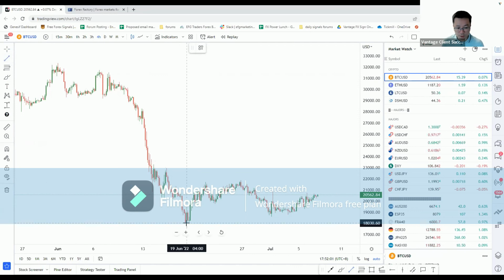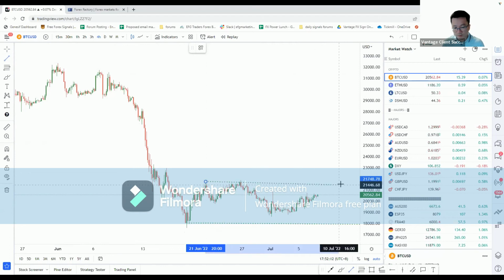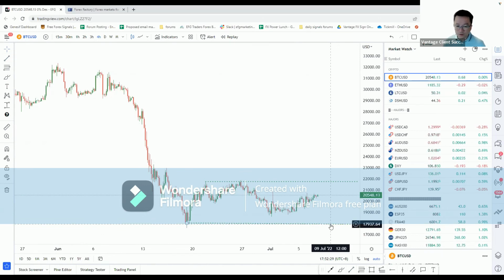with price trading between this 18,000 level, sorry, and also this 21 or 22, almost 22,000 level. So I anticipate that Bitcoin against the dollar is likely to continue within this 22,000 to 18,000 level, with no real direction, sitting in consolidation.